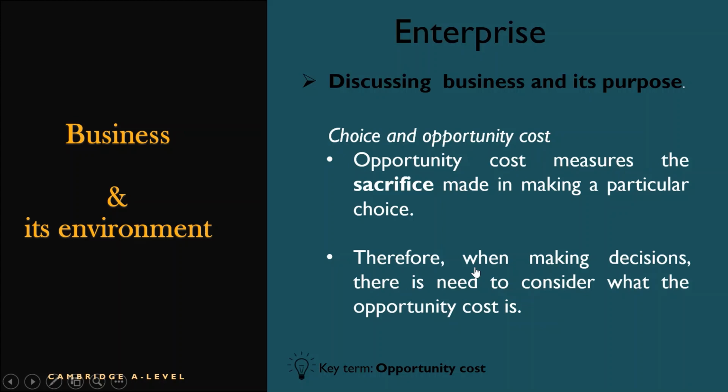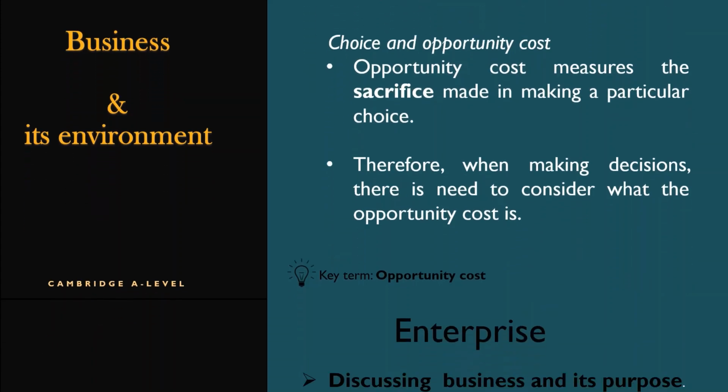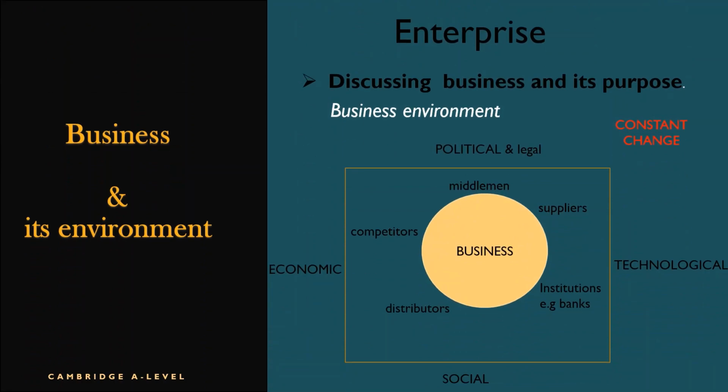I think it's clear. Keyword, opportunity cost. We are doing great. So we've discussed business. We've just discussed opportunity cost. We've just discussed the transformation process. We've defined what it is. Now, we want to look at business and its environment.